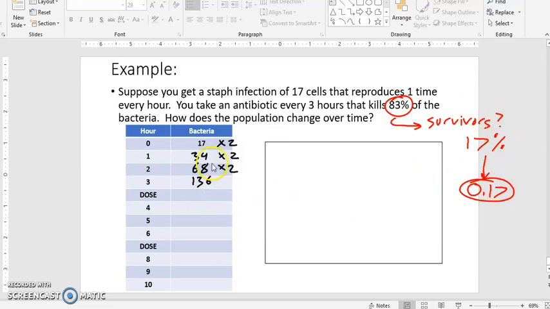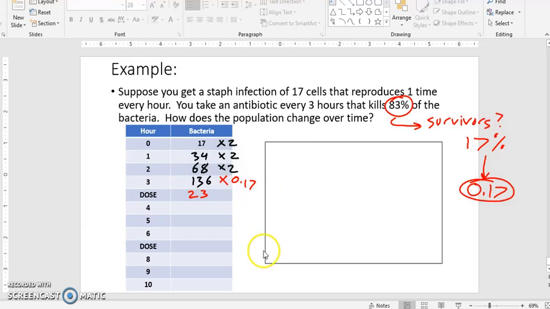I have to take my 136 bacteria right here, and I have to multiply that number by 17%, that 0.17, because that's how many are going to survive after a dosing. So if I take my 136 times the survivors, 0.17, I get 23 and some change. Now, I'm going to round that to the nearest whole number, because you can't have half a cell or part of a cell. That's why I get a 23.